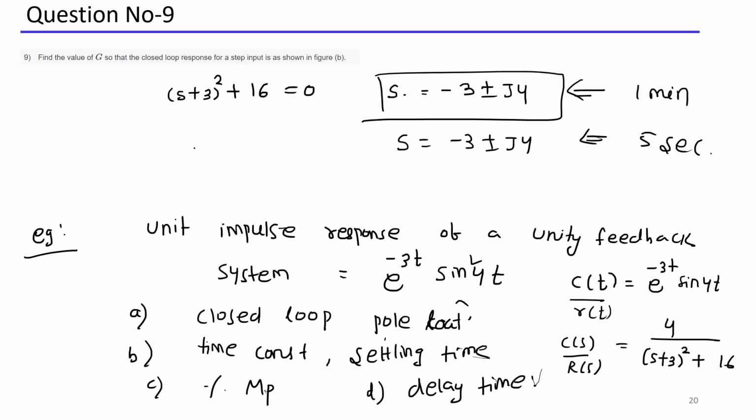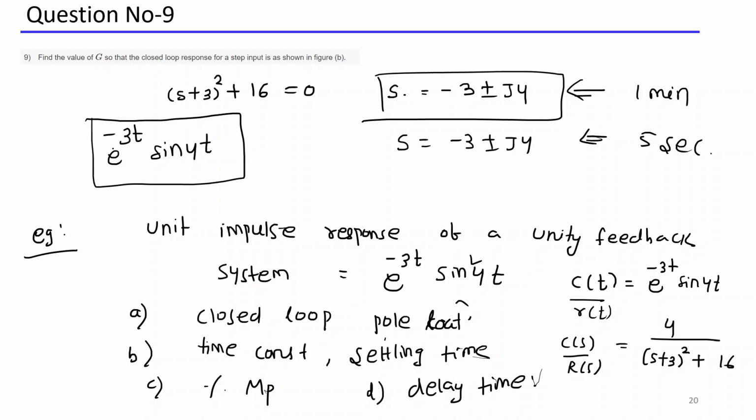Actually, sir, what is happening? How can I explain it to you? e to the power minus 3t into sine 4t, let's say. This question is given to you. Then, sir, do you know about differential equations and different pole locations? This is a differential equation solution, sir.